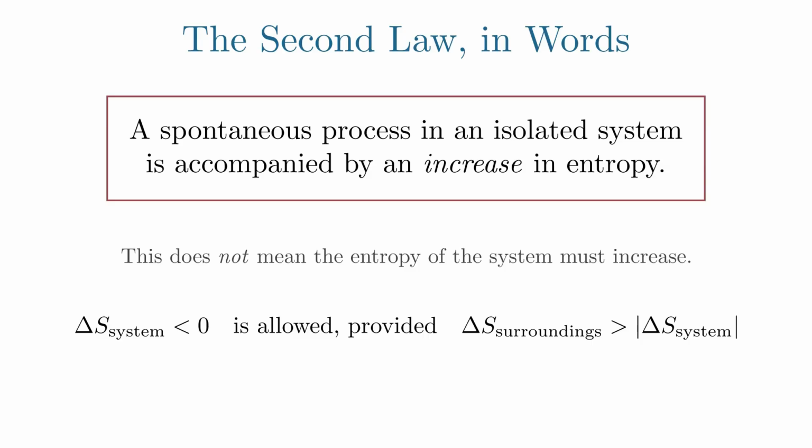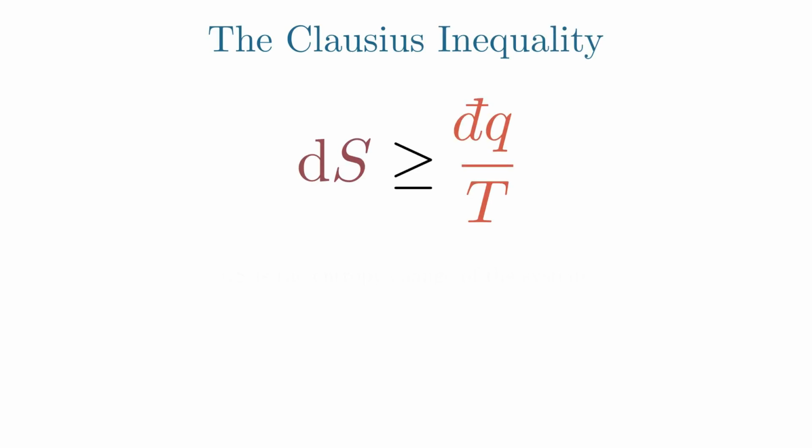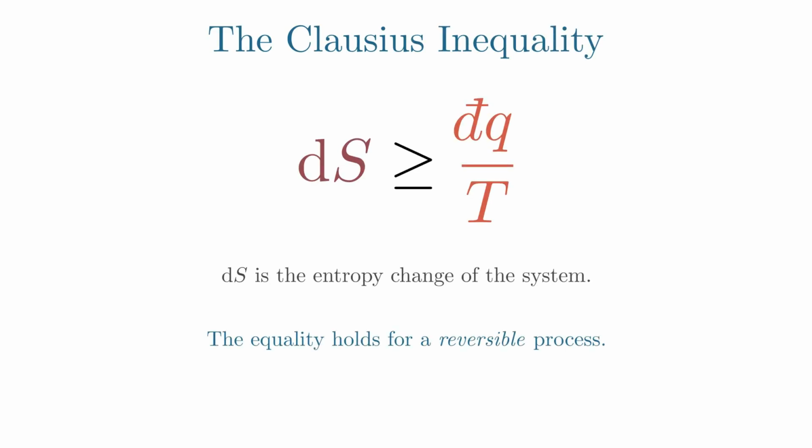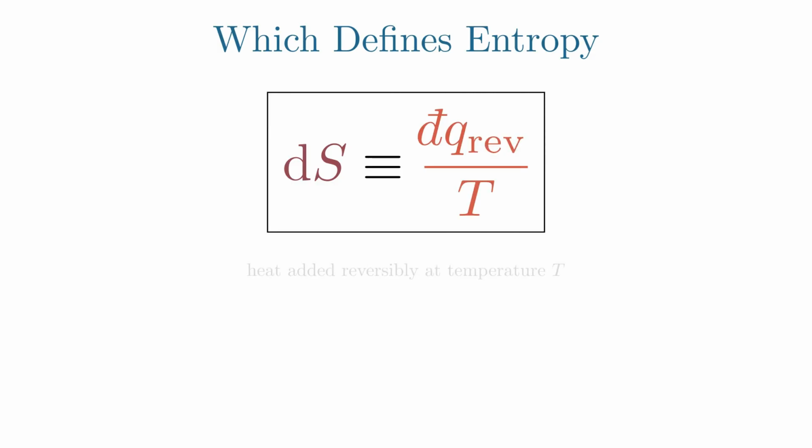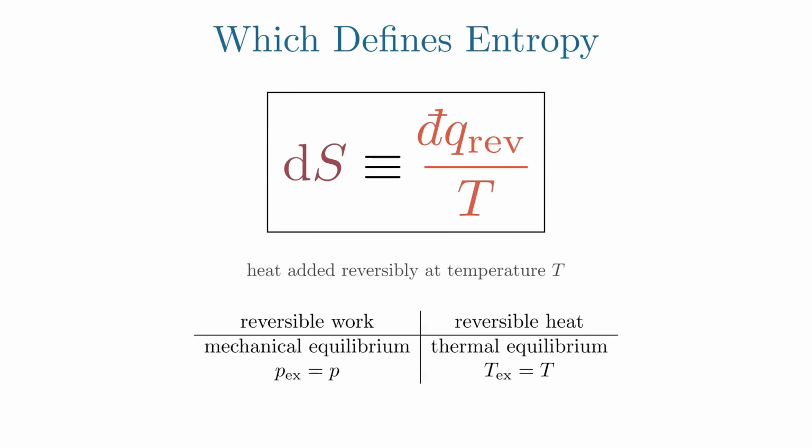We stated the second law in words, but we haven't defined what entropy is and haven't written down a math expression for it. So let's do that now. The most precise statement of the second law is the Clausius inequality. dS is greater than or equal to đq over T, where dS means the entropy increase of the system, and the equality holds for a reversible process, where it serves as a definition of entropy, which is heat added reversibly at temperature T. Analogous to work done reversibly at mechanical equilibrium, reversible heat transfer occurs at thermal equilibrium.